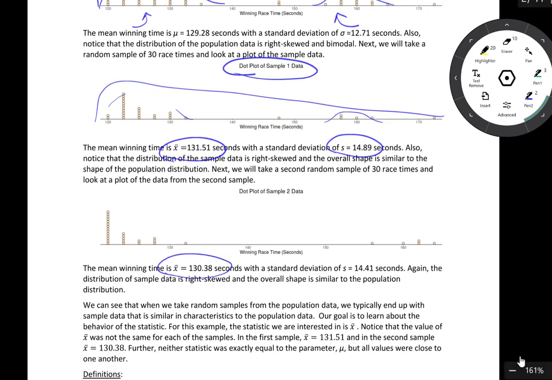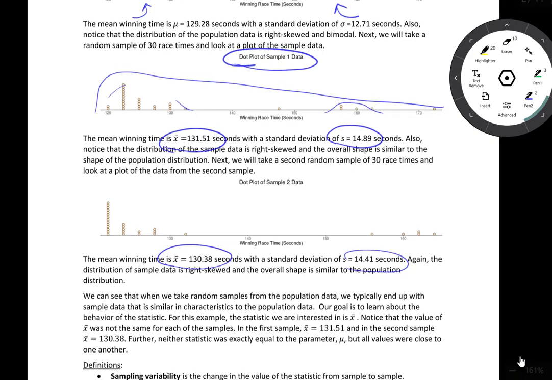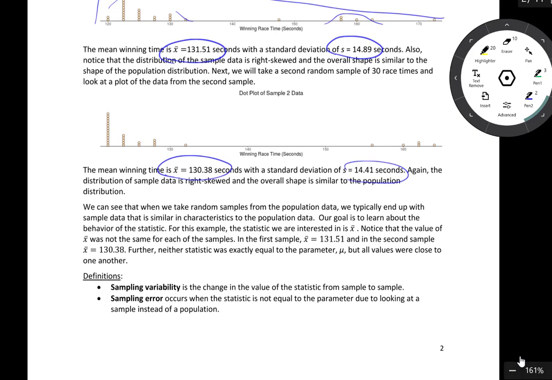Again, notice that our sample mean isn't exactly equal to the population mean, but it is very close. The other thing to notice is that the means between the two samples are also very close, but there is some variability there. We know that the sample mean from random sample to random sample is going to be different, and same thing with that standard deviation. And again, the overall distribution, while not exactly the same, does exhibit similar characteristics. So the idea here is we can see that when we take random samples from the population data, we typically end up with sample data that is similar in characteristics to the population data.